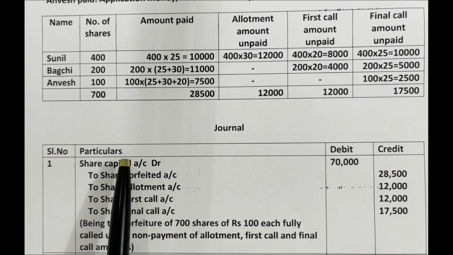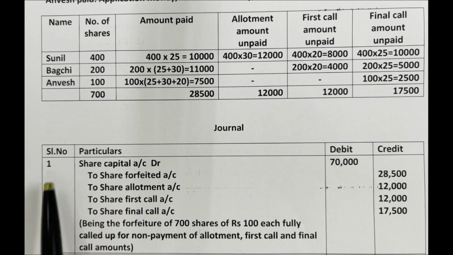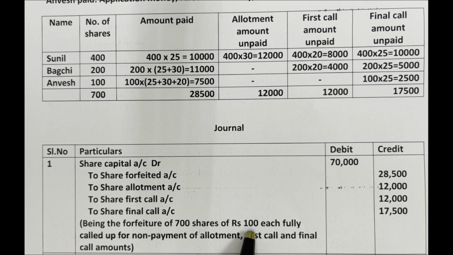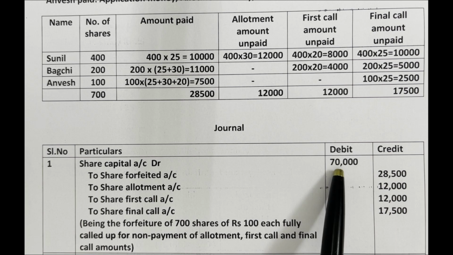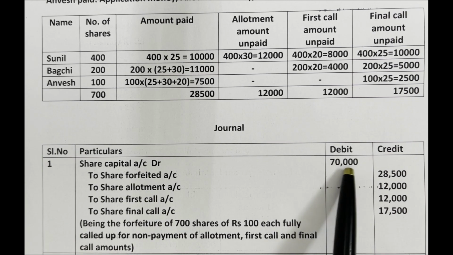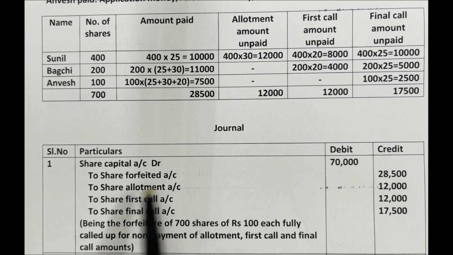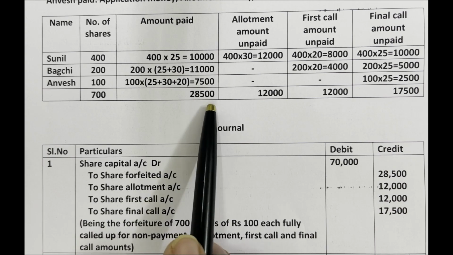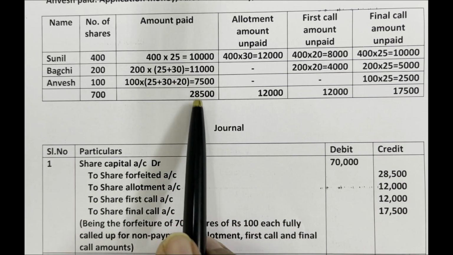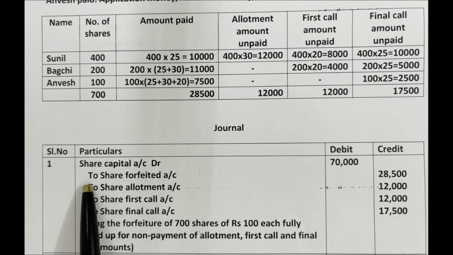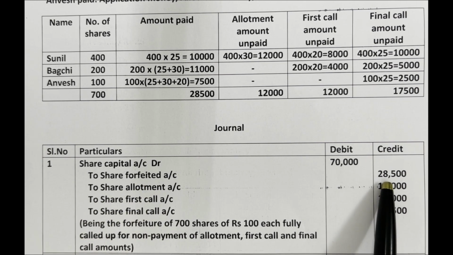Journal, serial number, particulars, debit, credit. First entry is for forfeiture now. Share capital account debtor on 700 shares at the rate of 100 rupees each. 70,000 we are cancelling from share capital. Therefore, debit share capital with 70,000. How much money we received on these forfeited shares? 28,500. In table it is available. That received amount we should transfer to share forfeited account now. Therefore, to share forfeited account 28,500.